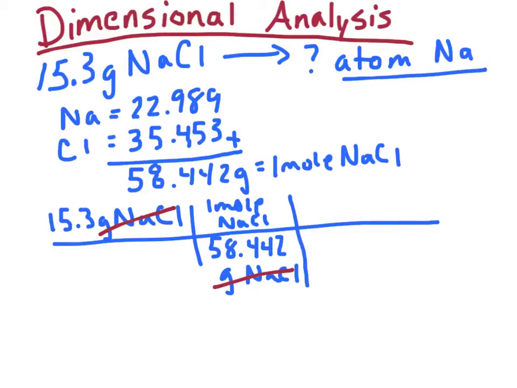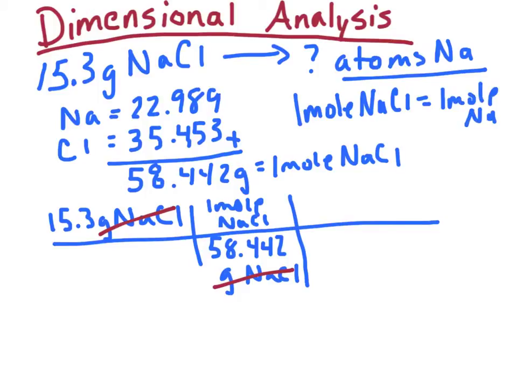Since I want atoms of Na, and I've got moles of NaCl, I can say, okay, well, in 1 mole of NaCl, there is 1 mole of sodium. And I can use that conversion to set up the next fraction. I want to get rid of moles of NaCl, so it's going to go on the bottom, 1 mole NaCl, and on the top I'm going to put 1 mole of sodium. Now is it always going to be 1? No, it just happened to work this way this time.